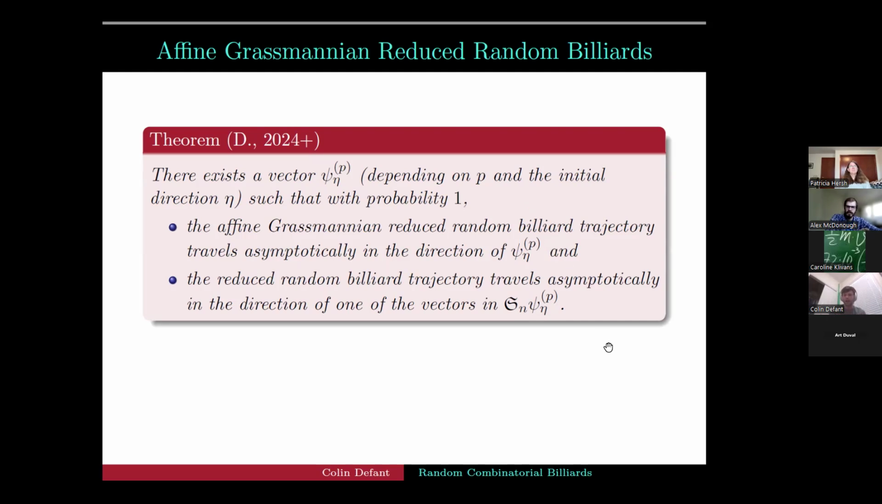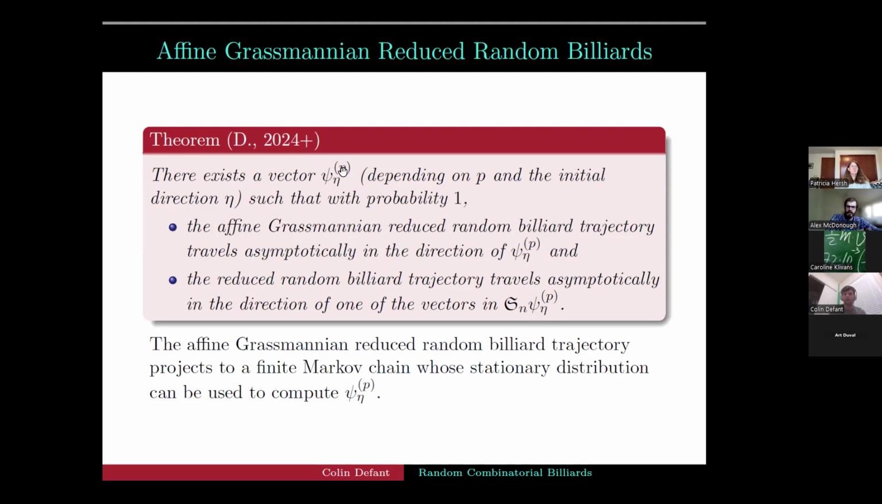Okay, so just like what Lamb did, we could write down a formula for this vector psi eta p. It's going to be some gross sum over permutations, except now there are even more terms that you have to deal with. And it involves this stationary distribution of some Markov chain that you get by projecting the affine Grassmannian reduced random walk to a torus. But a priori, we don't understand this distribution. And so it's just some gross sum that we don't really understand.